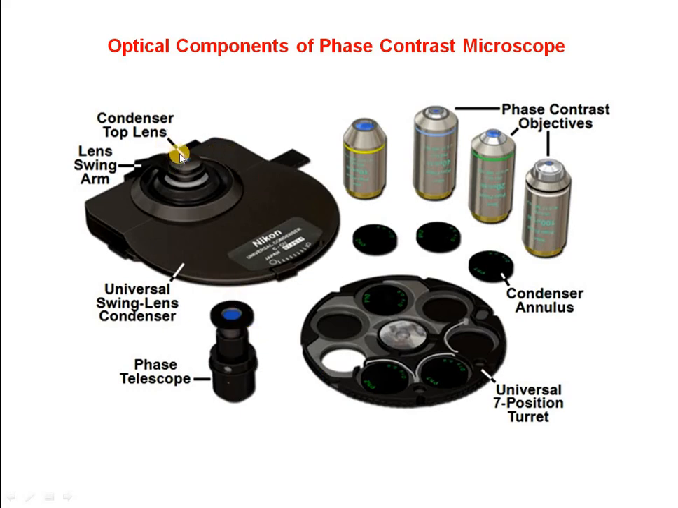So here is the condenser, and here the annular plates are located. Annular plates can be of different types. Here the 7-position turret is present. These are the phase contrast objectives, which contain the phase plate. These condenser annulars can be placed here.